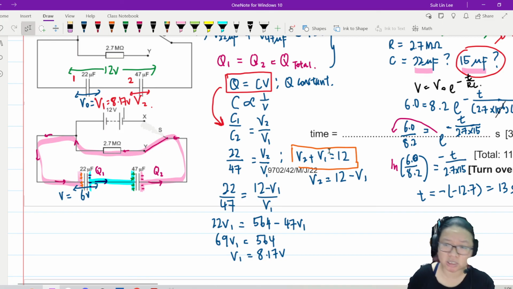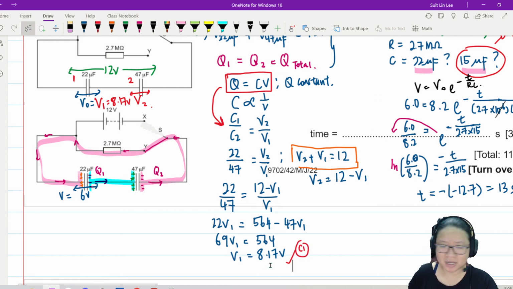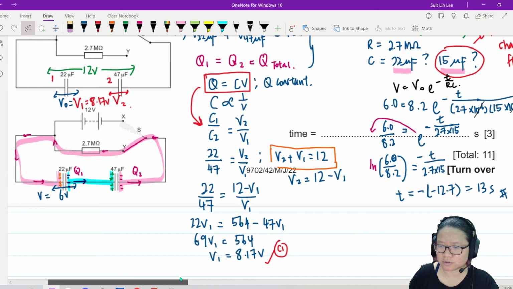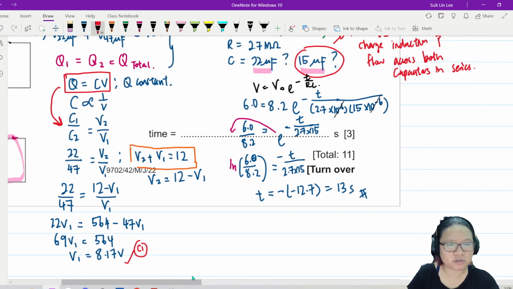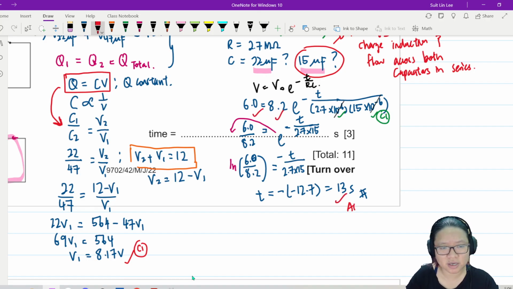And normally this calculation is worth 2 marks, but right now I guess they expect this to be easy, so this will be C1, just 1 mark, if you manage to find V1. Okay. And then if you use the right equation like this, you substitute the right time constants, which is 2.7 mega ohm and 15 microfarad, this will be another C1. And then everything else, other substitution, leading to the final answer is A1.